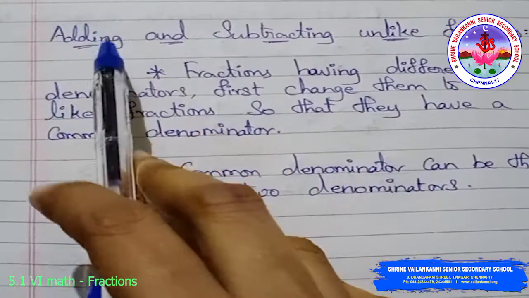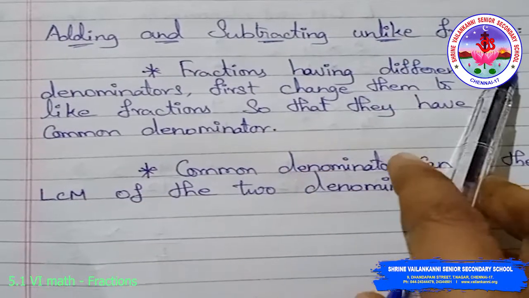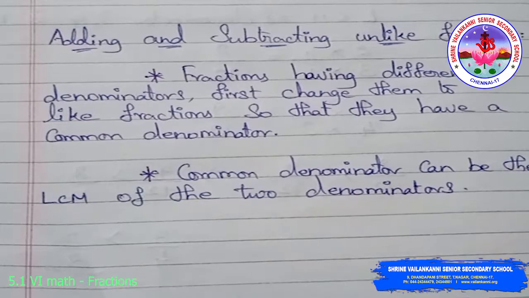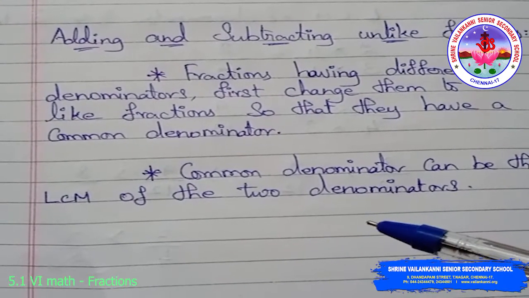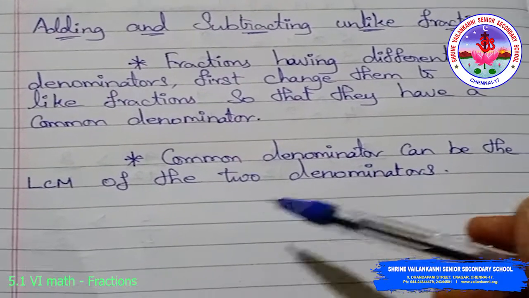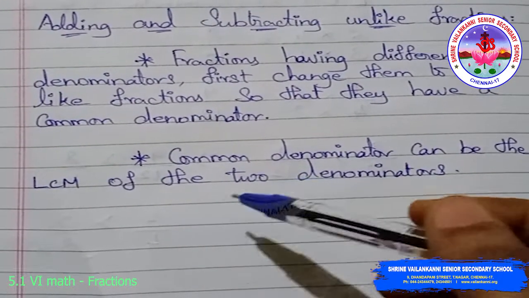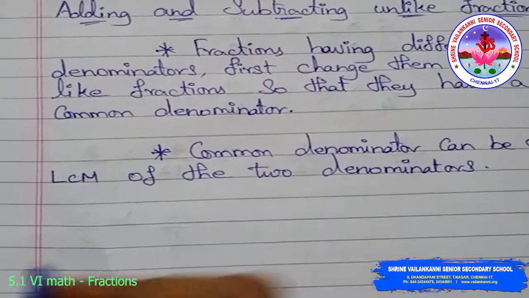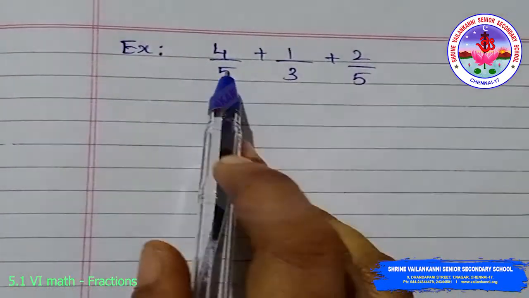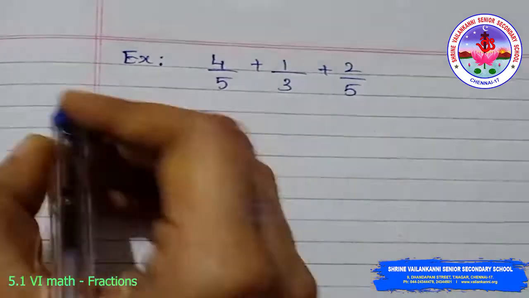Next one, adding and subtracting unlike fractions. For fractions having different denominators, first change them to like fractions so that they have a common denominator. The common denominator can be the LCM of the two denominators. Example, 4 by 5 plus 1 by 3 plus 2 by 5.